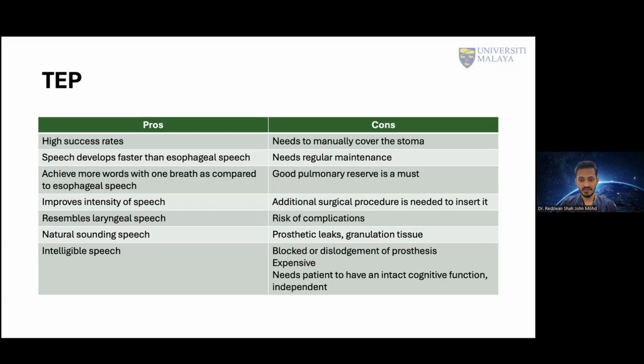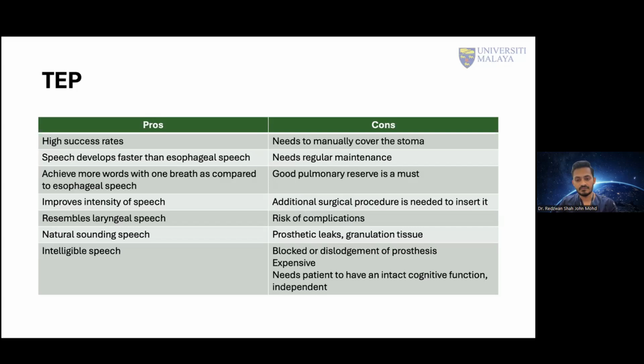There is a risk of complications, which are mainly prosthetic leaks. That means there is leaking through the prosthesis itself, or a periprosthetic leak, whereby the surrounding region of the prosthesis is leaking. So patients can have aspiration from there. There can also be formation of granulation tissue because of the presence of a foreign body, blockage of the prosthesis, and dislodgement of the prosthesis. It is also quite pricey.